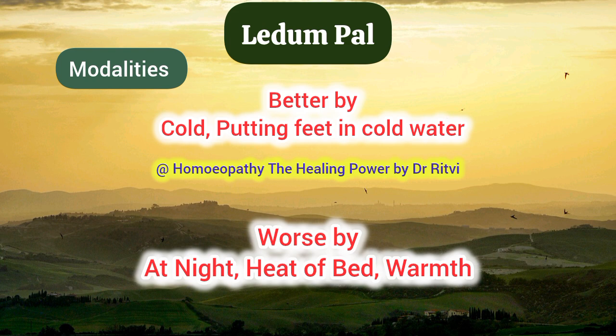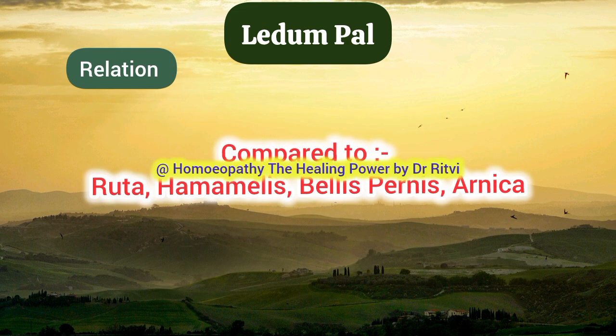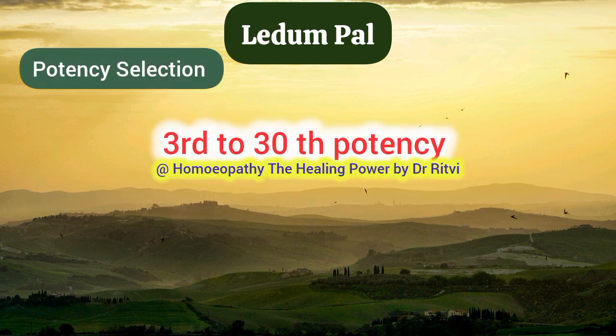Ledum pal is compared to Ruta, Hamamelis, Bellis perennis and Arnica. Generally, the lower potencies like from 3rd to 30th potencies are highly recommended for this remedy. So friends, this is all about Ledum pal.